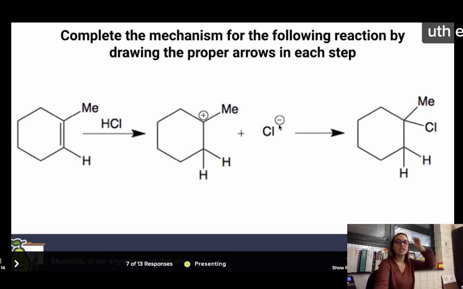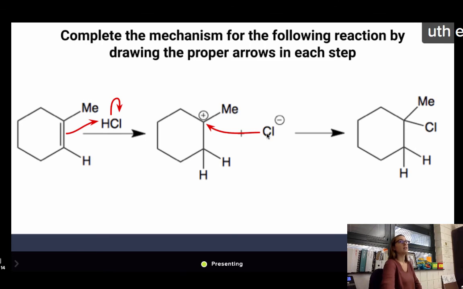Now, if this Cl has the negative, how many lone pairs is this Cl going to have around it? All right, it's going to have 8 electrons, 4 lone pairs. To make this bond here, you're going to have one of the lone pairs moving. All right, it's going to look like this.